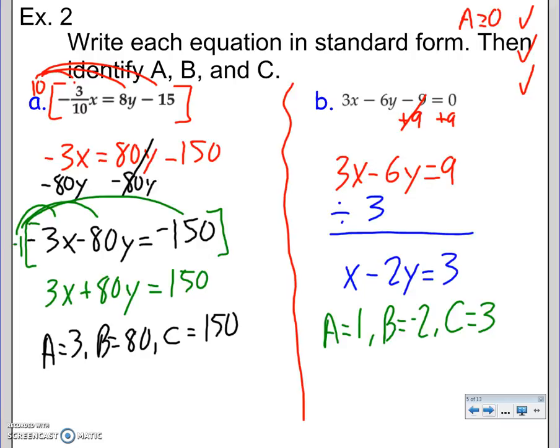Alright, so two ways. Either do the 4 rules in order: make A positive, x and y on the same side, C by itself, no fractions or decimals, and then no GCF. Or the other way is x and y to the left, the C to the right, and then multiply by -1 if A is negative. If A is positive, leave that alone, and then check if there's a GCF.